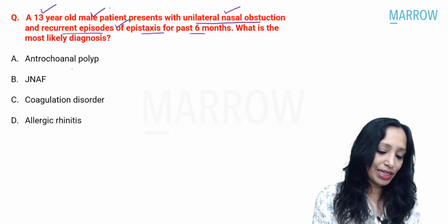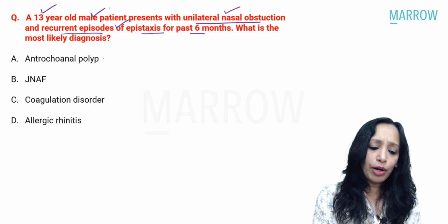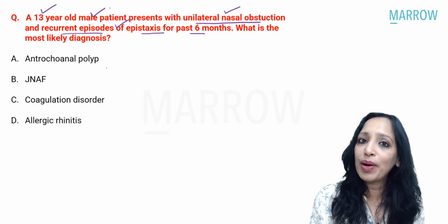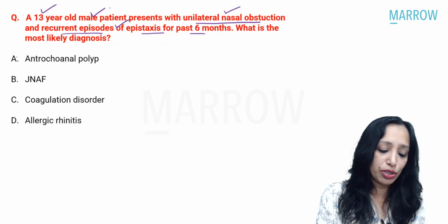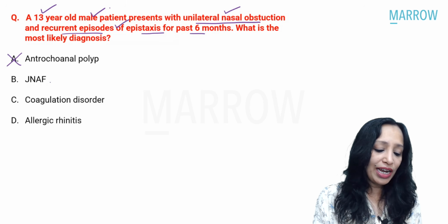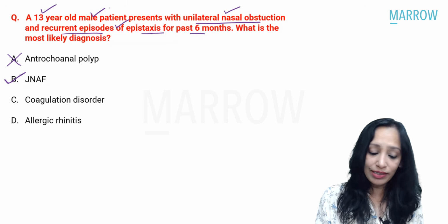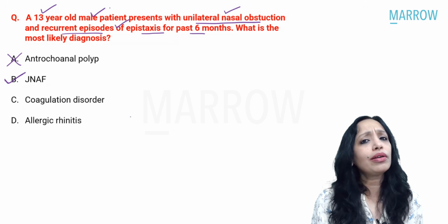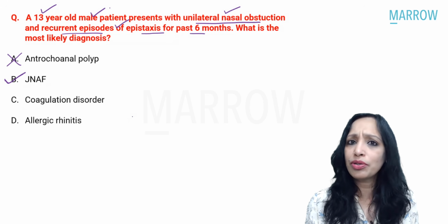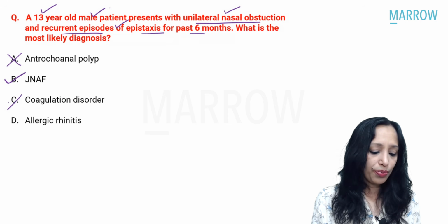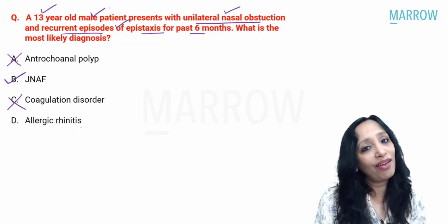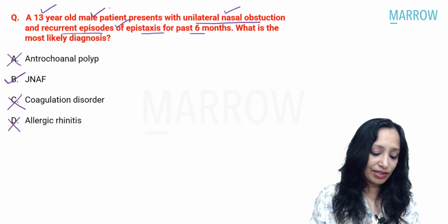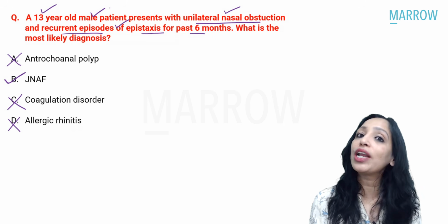And let us see the choices. Antrochoanal polyp. Antrochoanal polyp can occur at this age, but it will not lead to epistaxis. It can lead to unilateral nasal obstruction. So note, this cannot be the answer. Juvenile nasopharyngeal angiofibroma, yes, we know that is the answer. Coagulation disorder can lead to epistaxis, but will that lead to unilateral nasal obstruction? No. And allergic rhinitis can lead to nasal obstruction, but never epistaxis. So yes, the answer is juvenile nasopharyngeal angiofibroma.